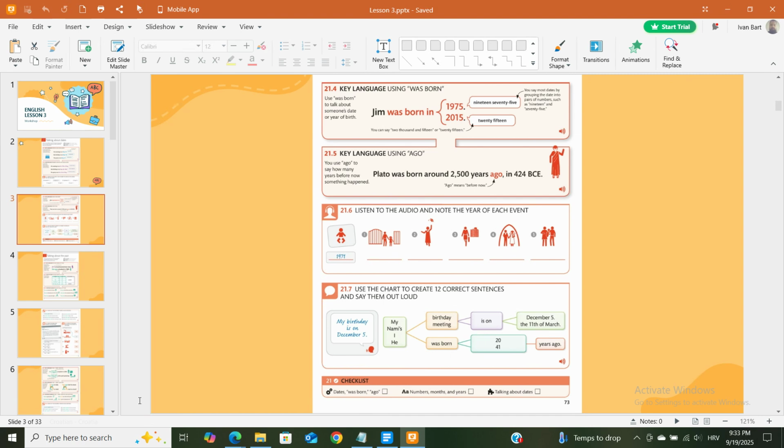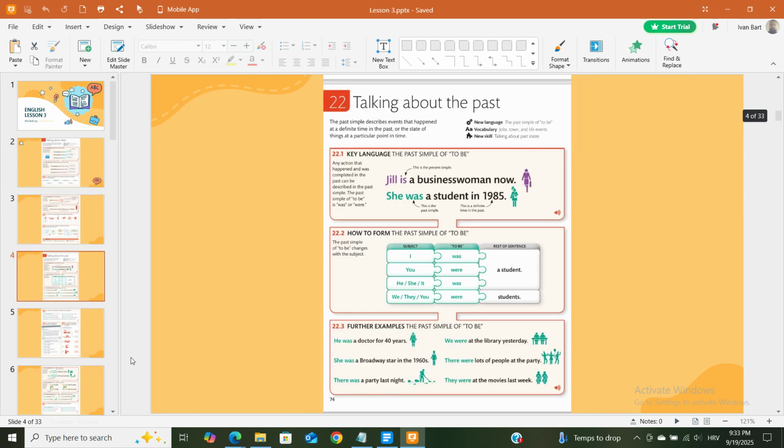Unit 22: Talking about the past. The past simple describes events that happened at a definite time in the past, or the state of things at a particular point in time. New language: the past simple of to be, and vocabulary: jobs, town, and life events. New skill: talking about past states. 22.1 Key language: the past simple of to be. Any action that happened and was completed in the past can be described in the past simple. The past simple of to be is was or were.